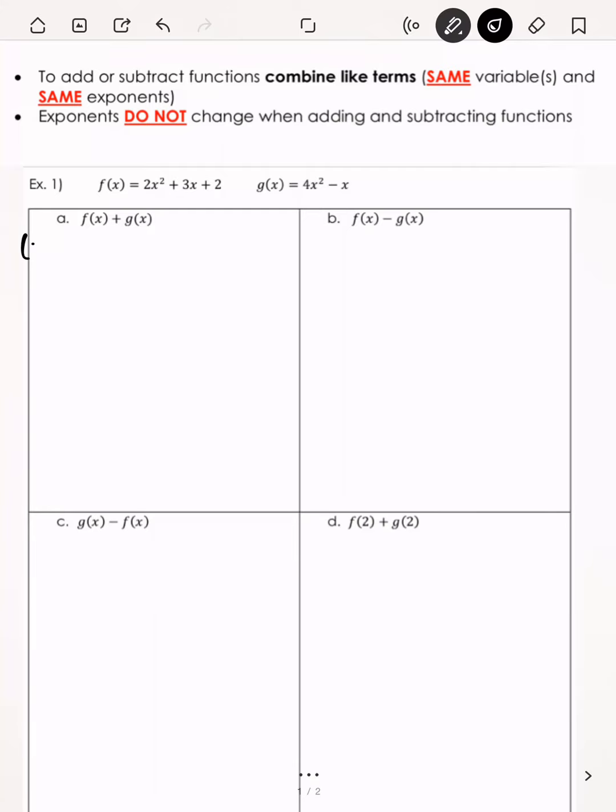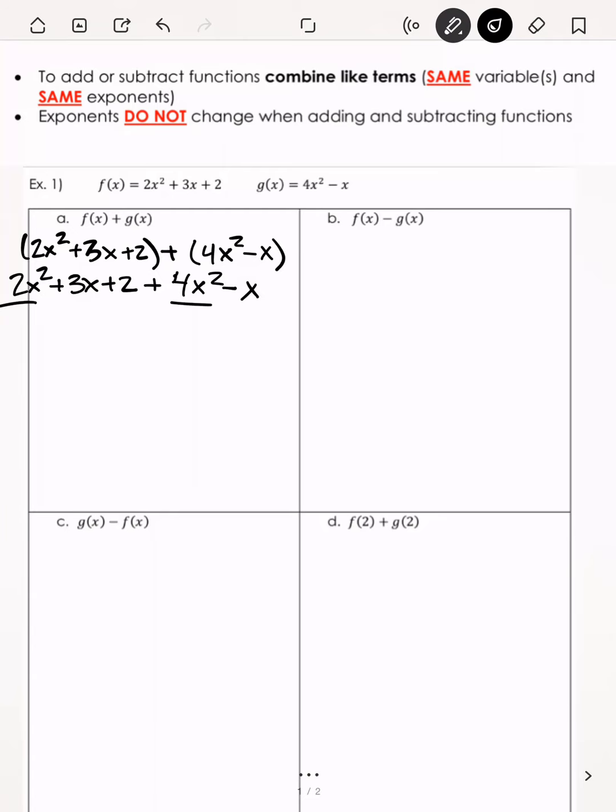So I'm going to write them out. Plus. Okay, so the good thing with adding is that nothing changes, so we can just drop the parentheses. And now we just combine our like terms. So we have the 2x squared with the 4x squared. That gives me a 6x squared.